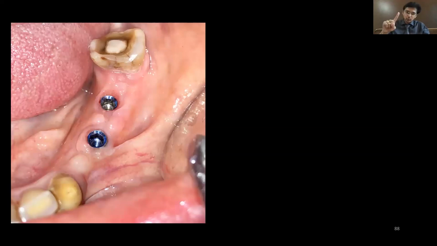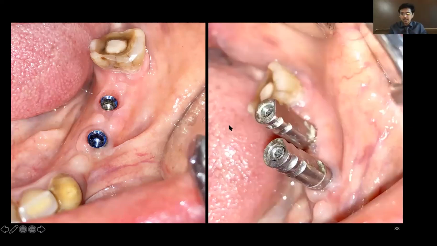We have closed tray and we have open tray. So first I'll demonstrate the closed tray in one of my patients. Closed tray basically means that either you are taking it for a single implant or you are taking it for multiple implants, but the implants have been placed parallel to each other. In this closed tray, we tend to use a transfer coping.